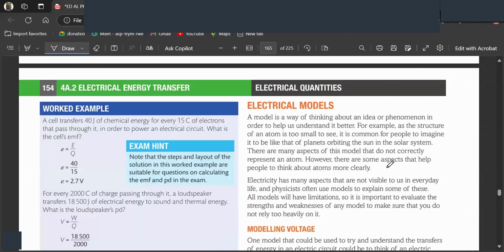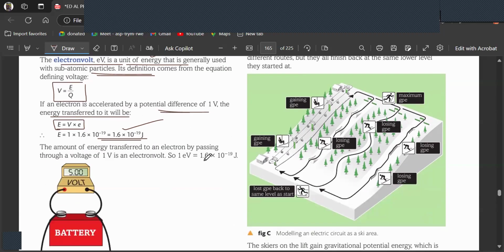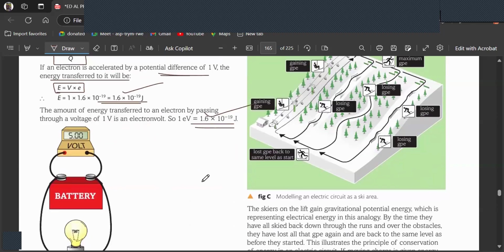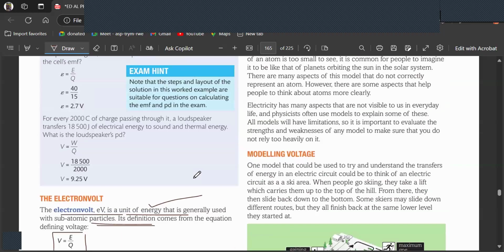Got it? Right. Good. The electron volt is the unit of energy that is usually used for subatomic particles. V is equal to E over Q. जैसे कि अगर हम बात करें, if an electron is accelerated by a potential difference of 1 volt, then आपके पास क्या करेंगे? E is equal to capital V into small e. You can find the energy or the electron volt for one electron as well, which would be equal to 1.6 into 10 to the power minus 19 joule. This is the energy that is used to move one electron in a circuit.